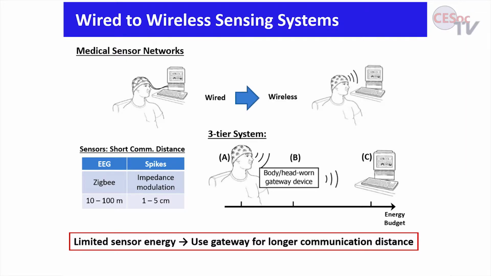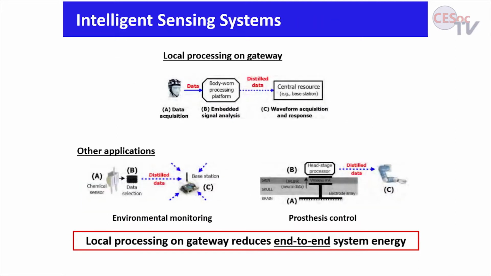So what you can do is have gateways. You first transmit the sensor data to a gateway, and that gateway communicates with the base station, which is farther away. So that's the current way these sensor data are propagated further. And there's some local signal processing that is done on the gateway, and the aim is to reduce the end-to-end system energy. And it's not just for smart healthcare. In other IoT applications as well, like environmental monitoring, you could apply the same paradigm.